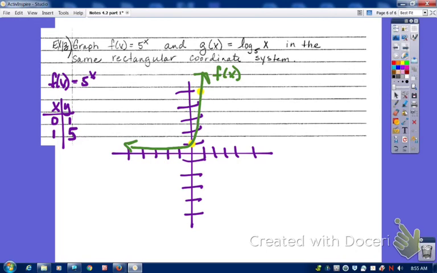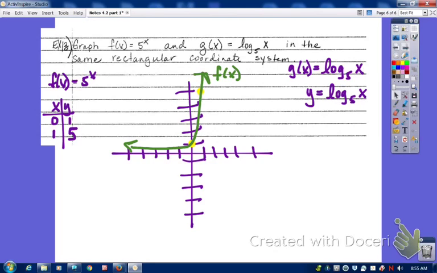So when we graph, we like to find x's and y's. So I want you to take your log function, g of x equals log base 5 of x. And because we like to find x's and y's, let's change g of x to a y. And then we don't like to graph in log form, it's too complicated. So let's rewrite this in exponential form.